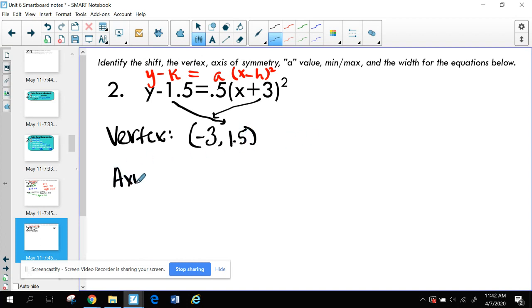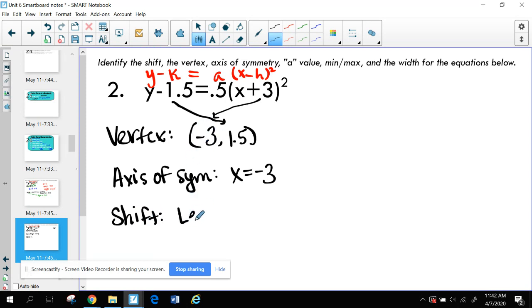Okay, axis of symmetry then has to be the x value from your ordered pair. So axis of symmetry has to be at -3. And we could also talk about the shift with this. If I want to talk about the shift, this means it went left 3 units and it went up 1.5 units.